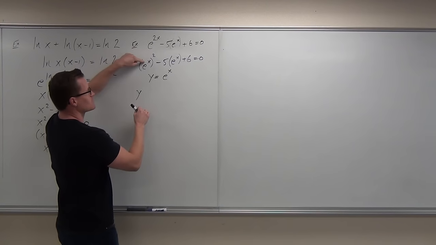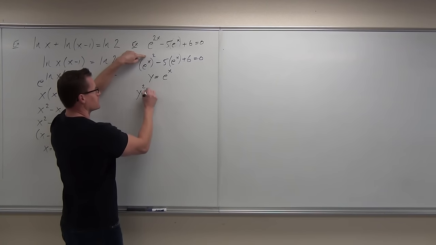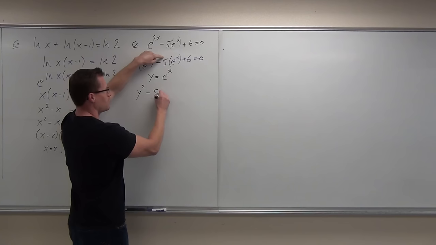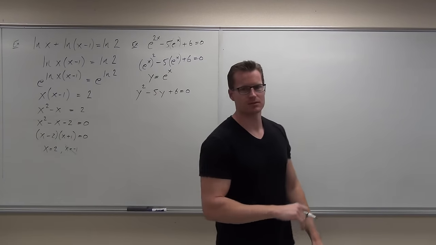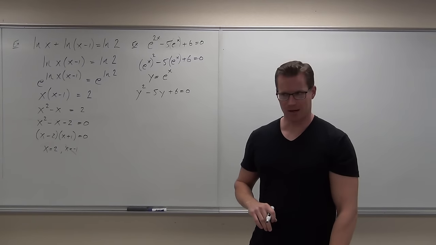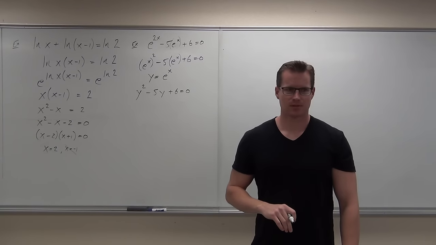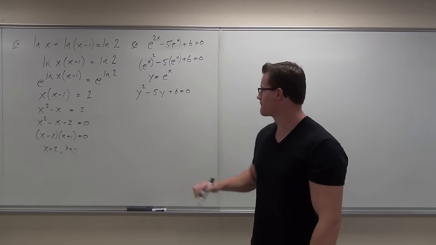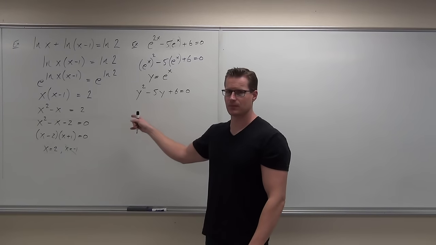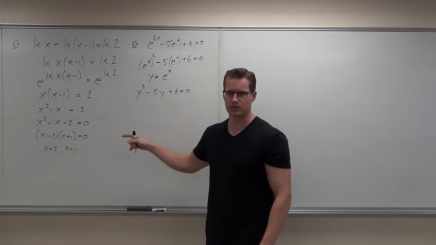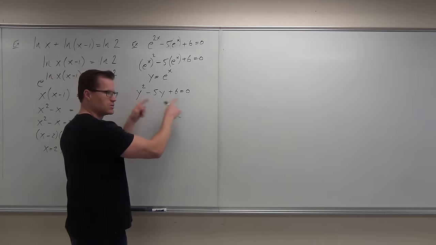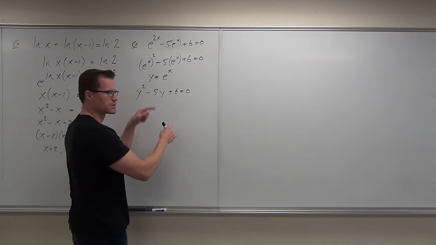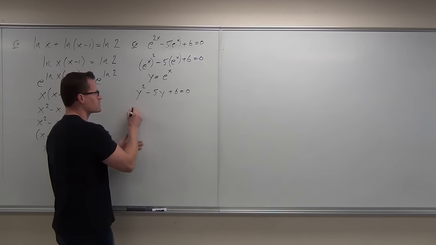So instead of e to the x, we got y squared minus 5y plus 6 equals 0. Do you see why that helps us? Because it's easy to use. Easy to factor, quadratic formula. You can factor, quadratic, whatever you want. So this allows us to actually do some things with it where this one didn't. Once you get down to here, this should be a piece of cake.